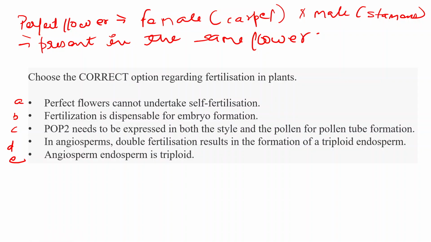So now let us come to the options. First is perfect flower cannot undergo self fertilization. Is it true or false? It is false, because just now we have studied that a perfect flower can be prevented from self fertilization only in certain conditions like dichogamy, hercogamy, and some sexual incompatibility.